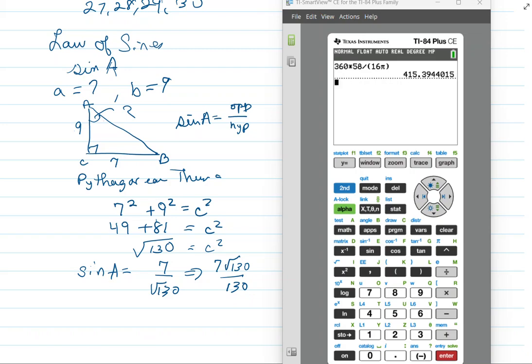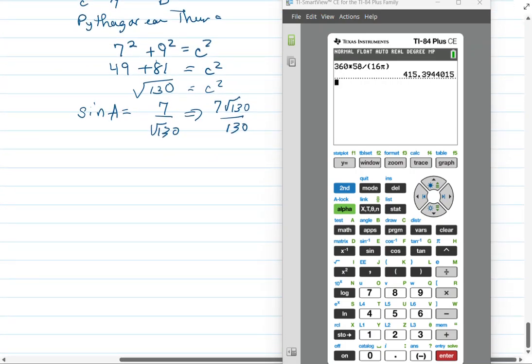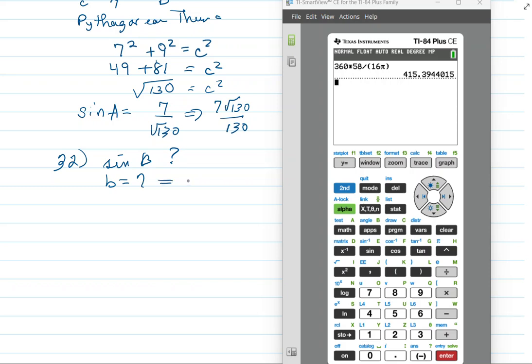What did it want? Did anybody look it up? What did I just work? 31. Yep, that's all they wanted. All right, Pythagorean theorem. Now we did that. Okay, we're going to do 32, which is find the sine of B when B is 7 and C is 8.